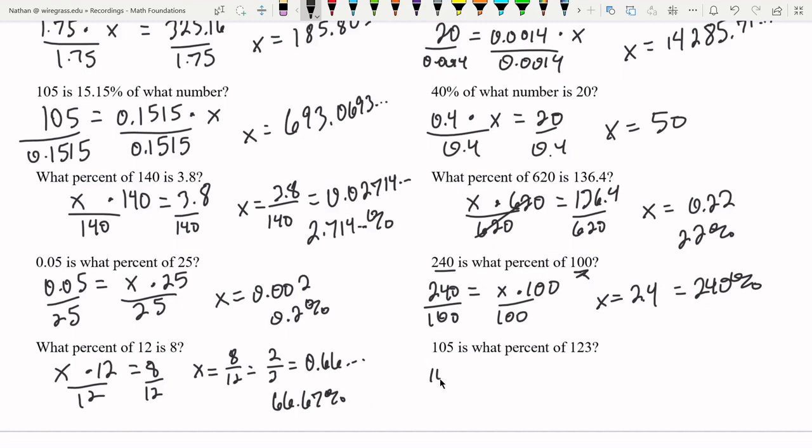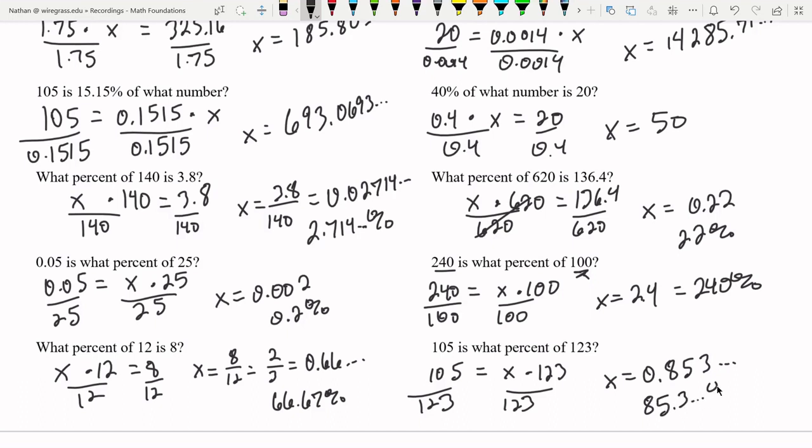Finally, we have 105 is what percent of 123? 123 is the whole, 105 is the part, so we need to divide by the whole. It gives us 0.853, and this actually is going to repeat. So 85.3, it continues on indefinitely. That's the percentage.